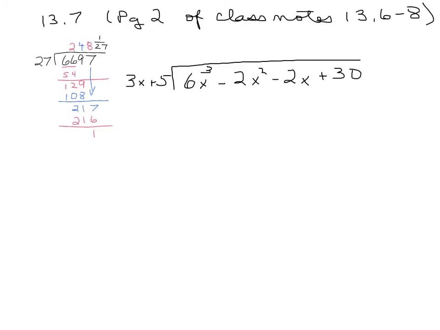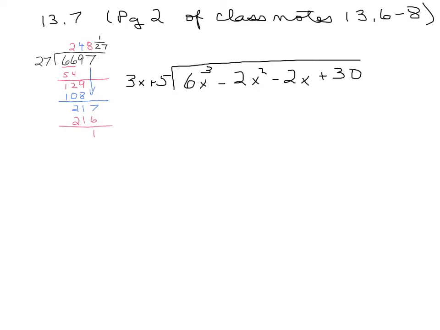Now, one thing I want to go over in the previous problem is how you check your answer. To check our answer, we do the opposite of division. We do multiplication, and we find 248 times 27, and then we add our remainder, which is 1. 248 times 27 is 6696, plus 1 equals 6697, which is our dividend, which is what we want. So that's a check of our work.